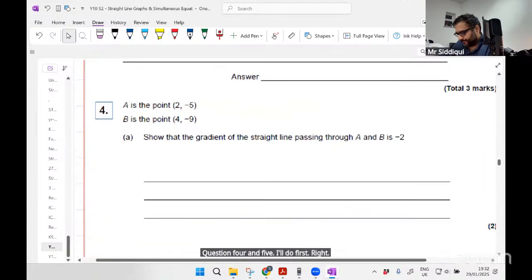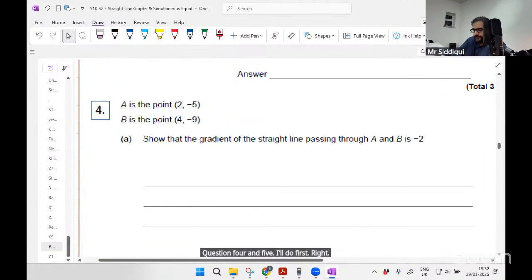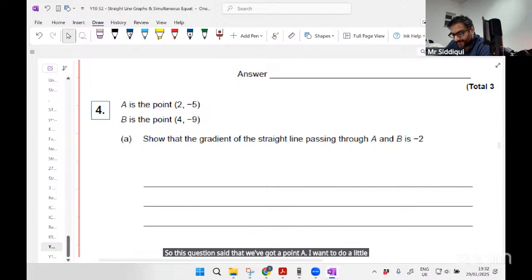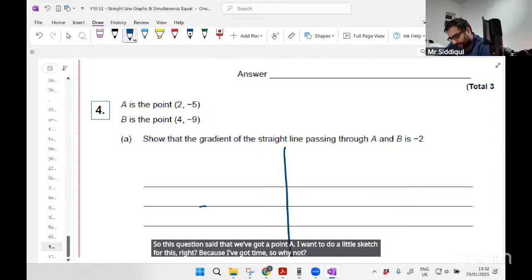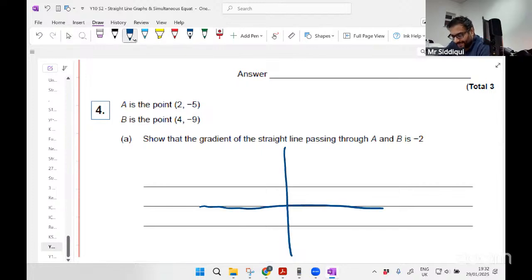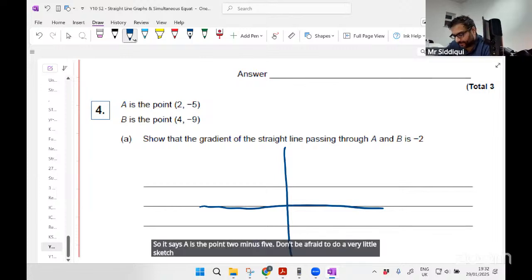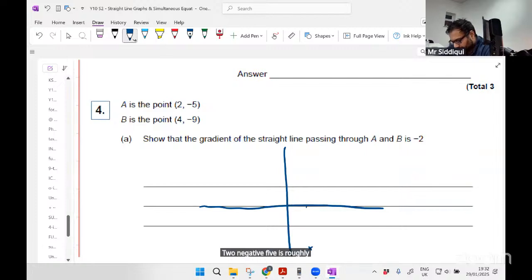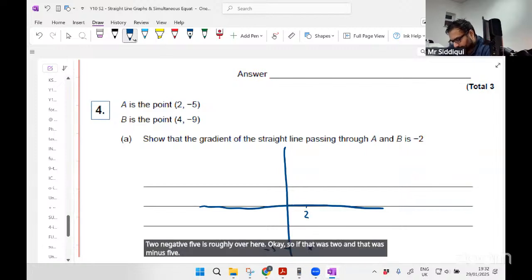Right. So this question said that we've got a point A, right? I want to do a little sketch for this, because I've got time, so why not? So it says A is the point 2, minus 5. Don't be afraid to do a very little sketch if you feel it helps you. Okay. 2, negative 5 is roughly over here. So if that was 2 and that was minus 5, then that would be roughly where the point A is.